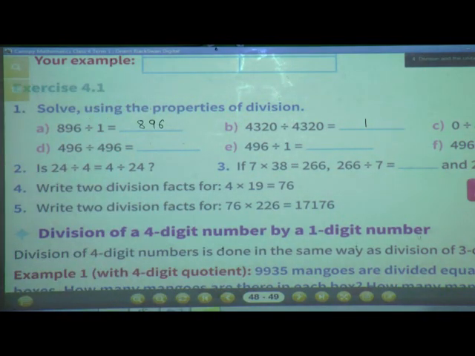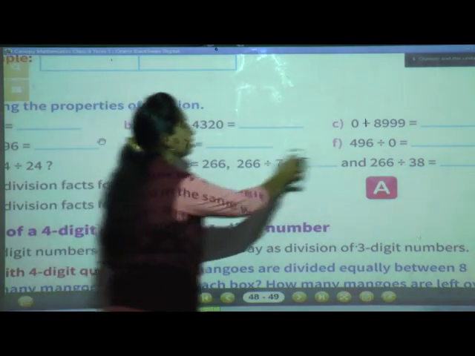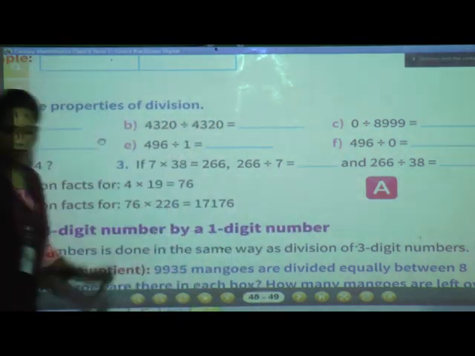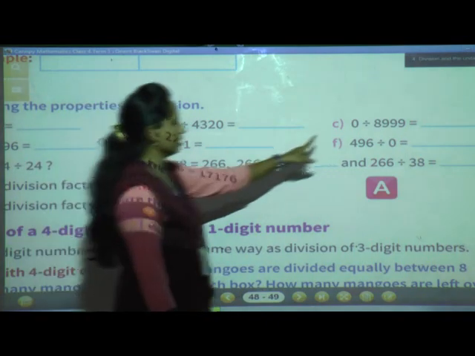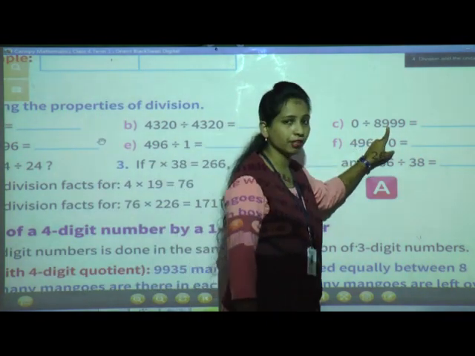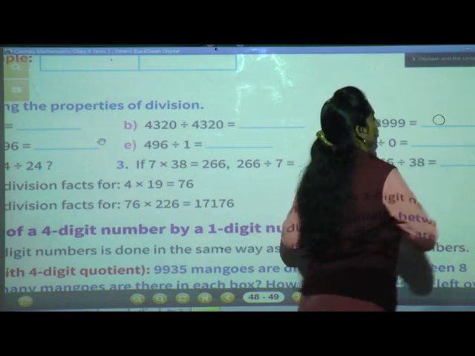Now C, you try by yourself. No, I will take it. See the C number. What is the C question? 0 divided by 8999. See, this is the fourth property which we have studied in division properties. If 0 is divided by a number, see, 0 is divided by a number, the answer comes 0. Clear?